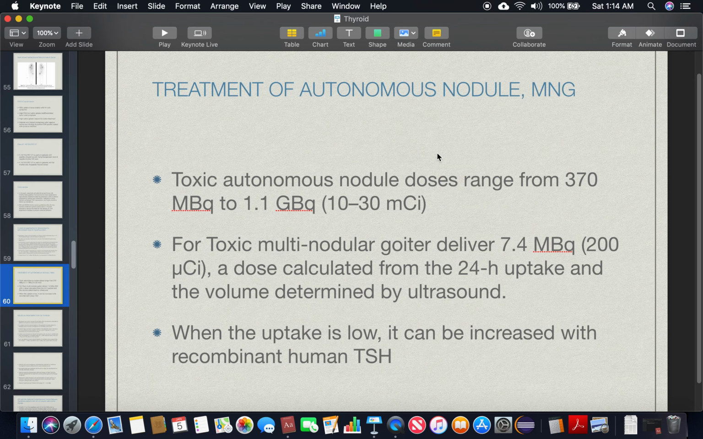Autonomous nodules and multinodular goiter, you can use up to, for autonomous nodule, 10 to 30 millicuries. For toxic multinodular goiter, you can use a dose of 200 microcuries per gram. And again, the dose is calculated from the 24-hour uptake and volume, which is determined by the ultrasound. When the uptake values are low, the values can be increased with recombinant TSH.